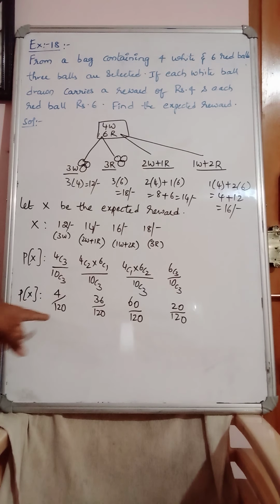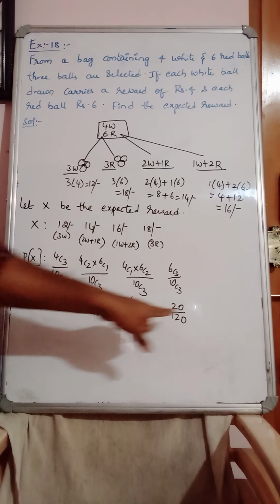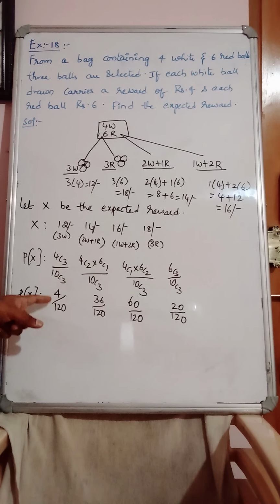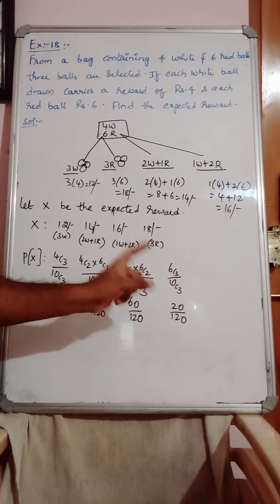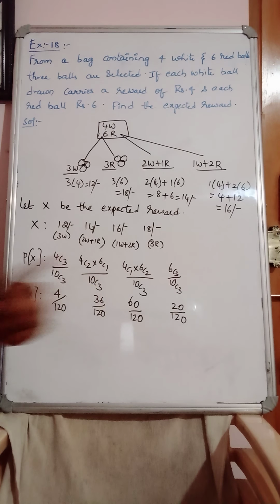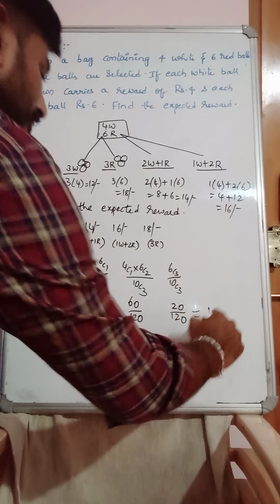Look at this clearly, guys. When you add all these, definitely you should get 1. Remember. So 4 plus 36 is 40, 40 plus 60 is 100, 100 plus 20 is 120, 120 by 120 is 1. Clear? So the total probability is 1.